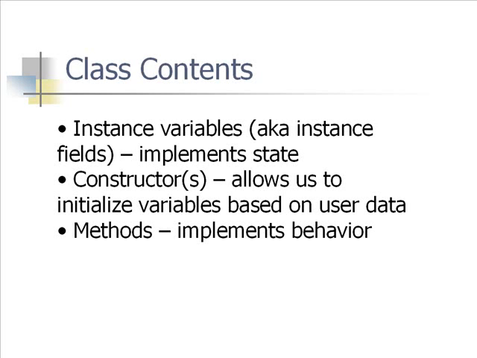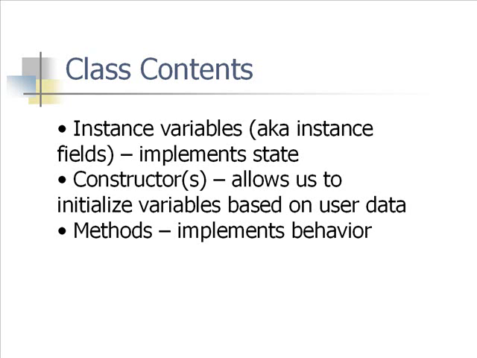We have three things. Instance variables, again also known as instance fields. That's going to implement the state of our object. That's going to have our name and number of classes we've taken, etc. Things that the object is going to know. We're going to create constructors. That's going to be the code. Usually it's going to initialize our instance variables based on user data given to us in parameters. And then finally we're going to include methods.